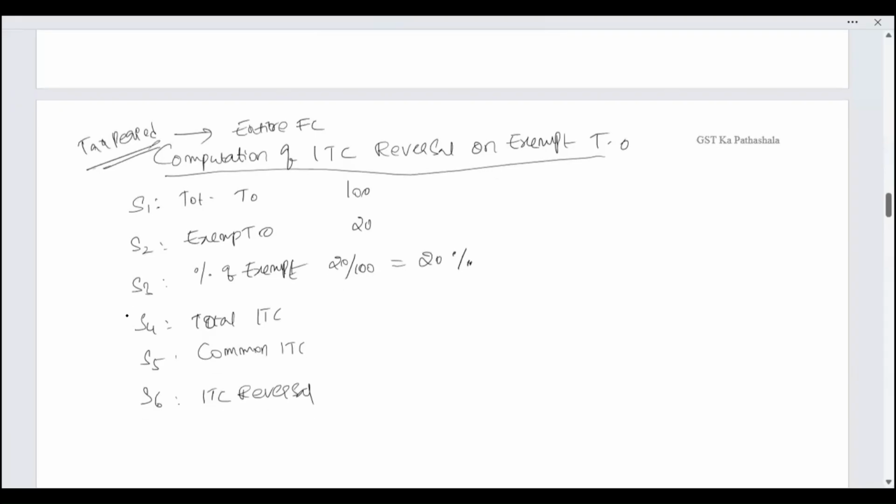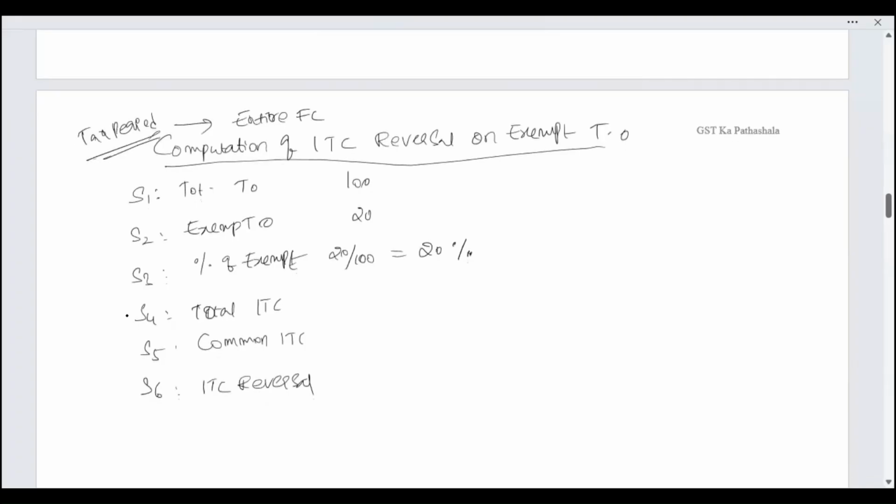Then step 4, for that particular month, what is my total ITC? This is on your goods, that is, I'll say this way, input, capital goods, input service.